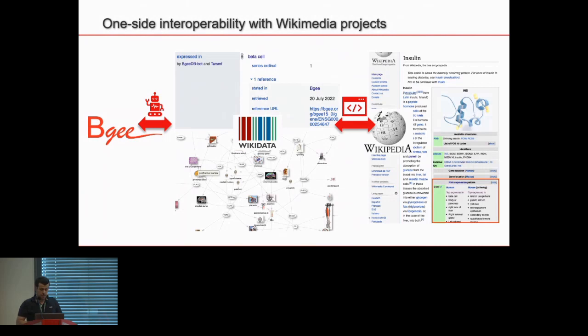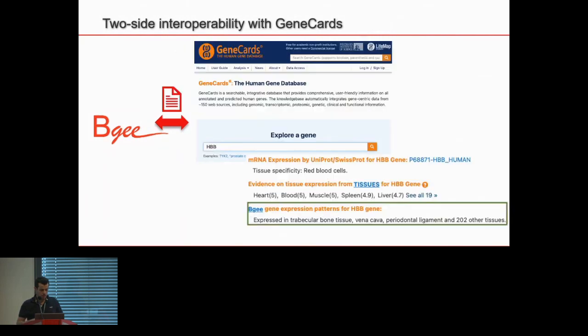A second type of interoperability is the two-sided one, as I mentioned, and to exemplify that, we have BGee with GeneCards. To do that, we had to define a file-based data format for exchanging information. And currently, for each gene entry in GeneCards, we also have the BGee information available there.